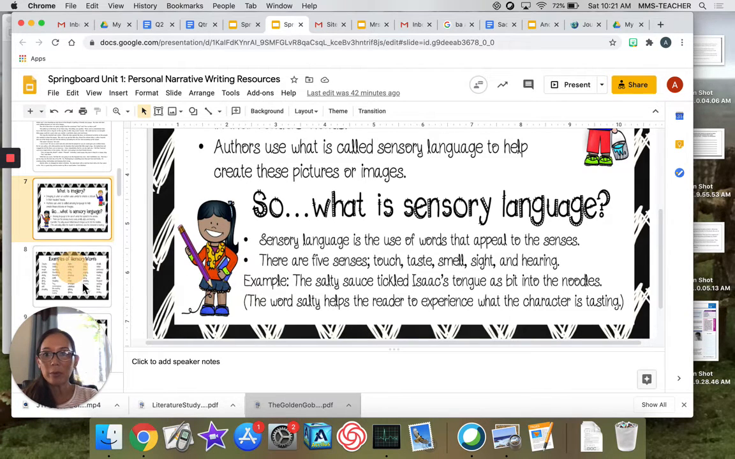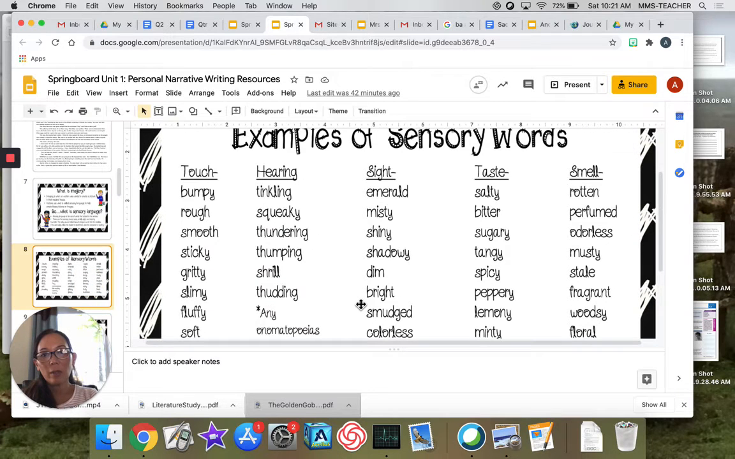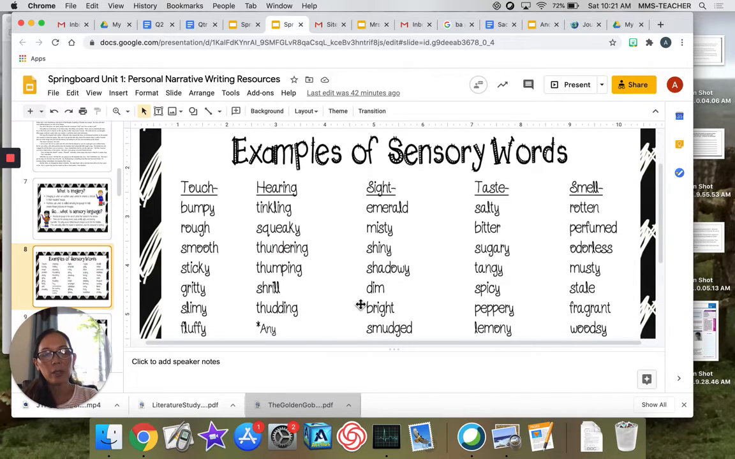Here are some examples of sensory words. For touch: bumpy, rough, smooth, sticky, gritty, slimy, fluffy. Hearing: tinkling, squeaky, thundering, thumping, shrill, thudding. Sight: emerald, misty, shiny, shadowy, dim, bright, smudged. Taste: salty, bitter, sugary, tangy, spicy, peppery, lemony. Smell: rotten, perfumed, odorless, musty, stale, fragrant, and woodsy.